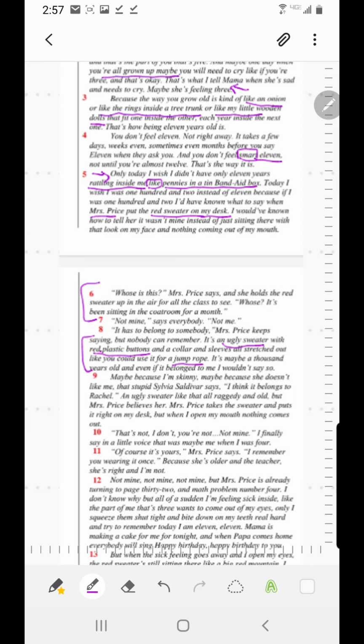All right, so let's look here, because again, we get some kind of insight. First of all, she says, "Maybe because I'm skinny." Why would she say that? So that's a direct characterization, because remember, we talk about how physical characteristics are also important in understanding an overall character. So she says maybe she's skinny, maybe because she doesn't like me, that stupid Sylvia.